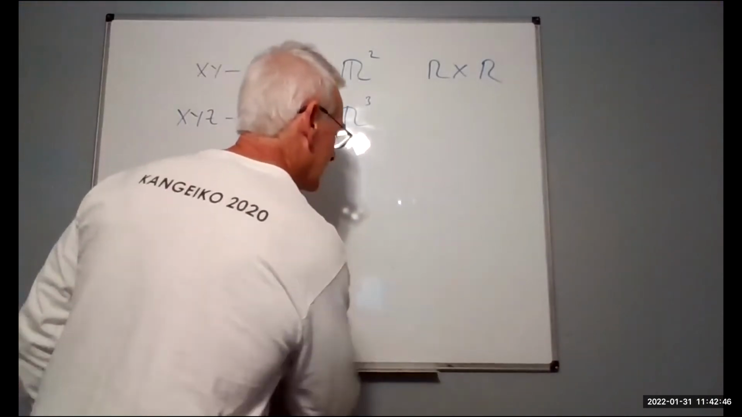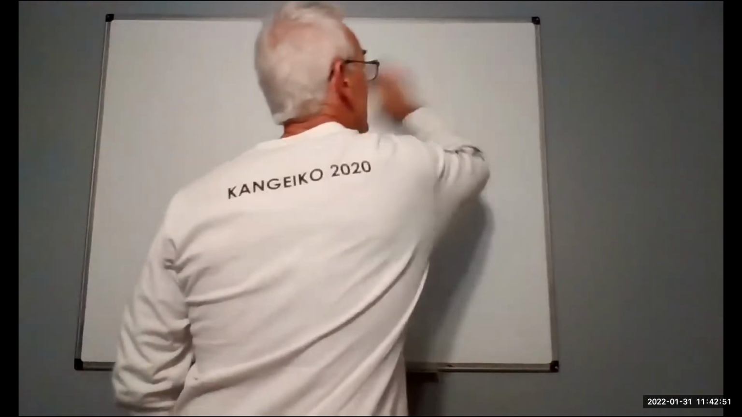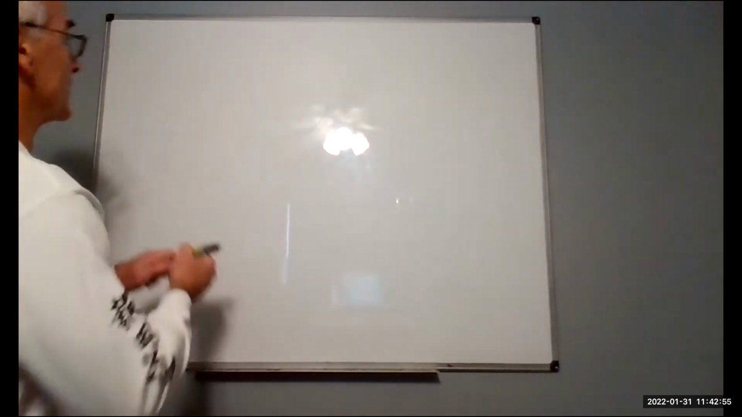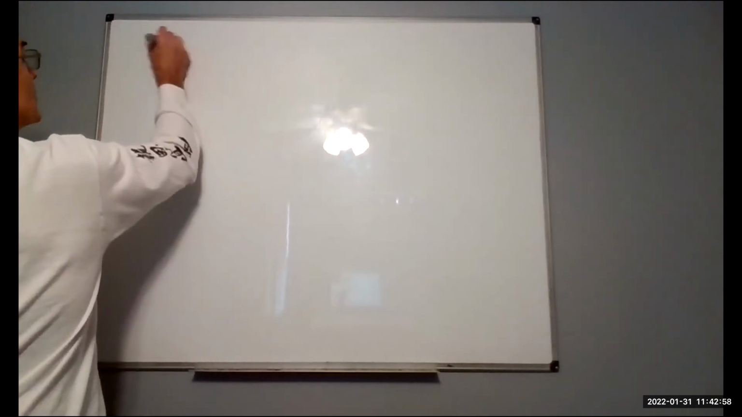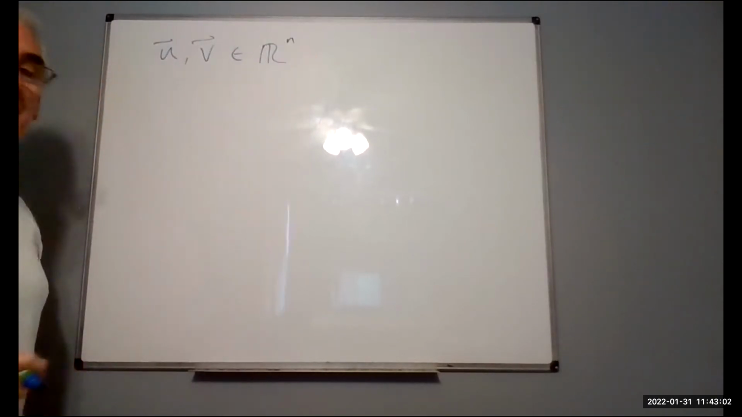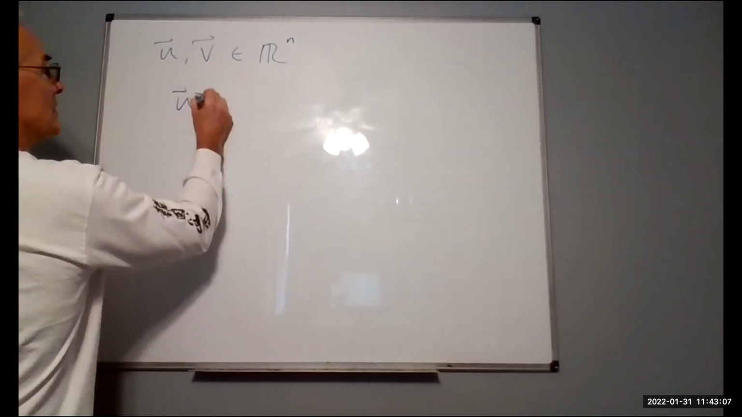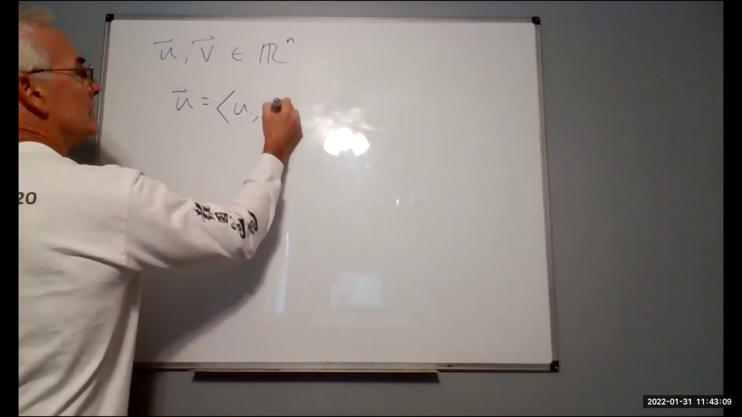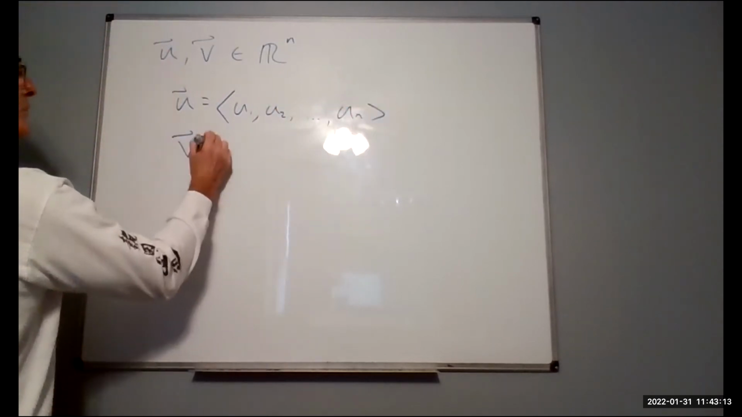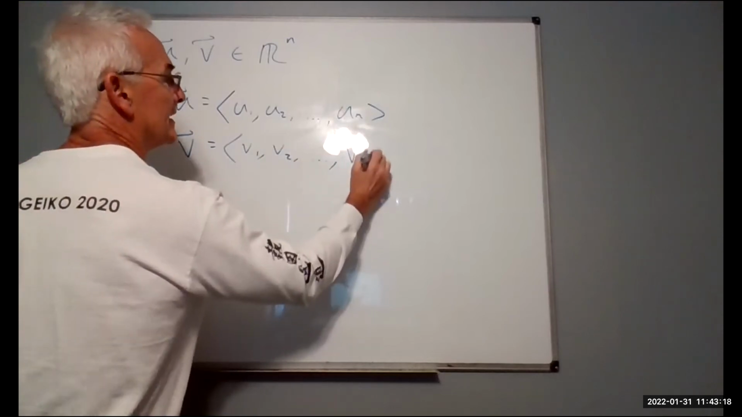So a vector, vectors live, we're going to start with a vector in Rn. I'm going to give you the general before we do the specific. So let's consider vector u and vector v are elements of Rn. That means they're both n-dimensional. That means vector u looks like this: u1, u2, dot, dot, dot, un. Vector v is v1, v2, vn.